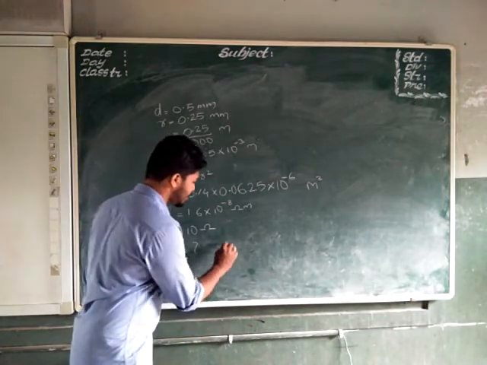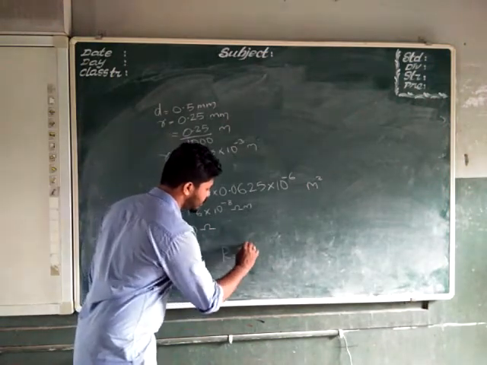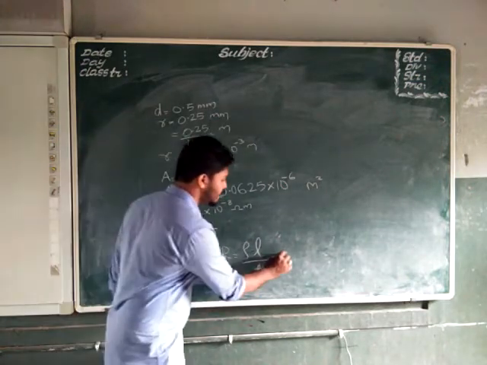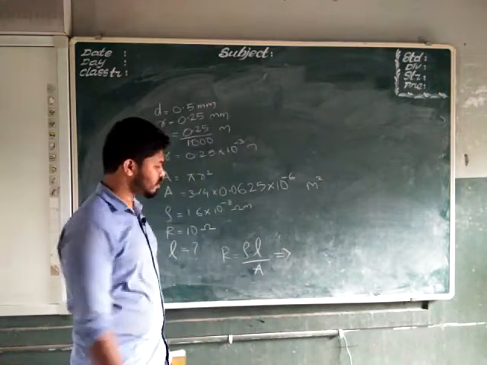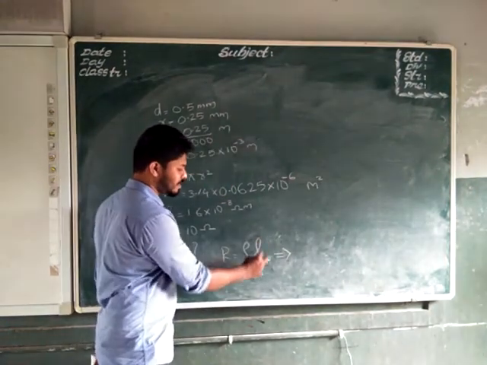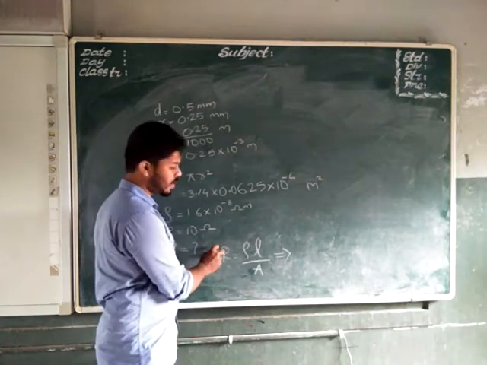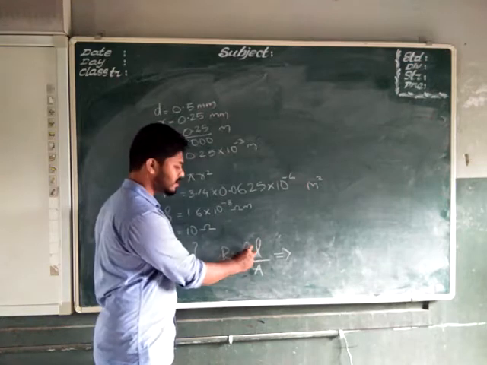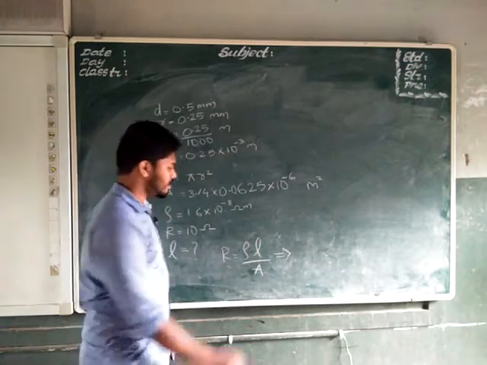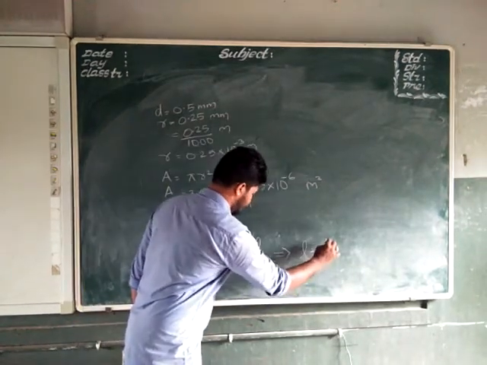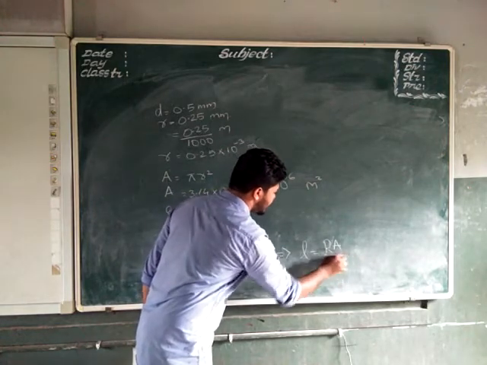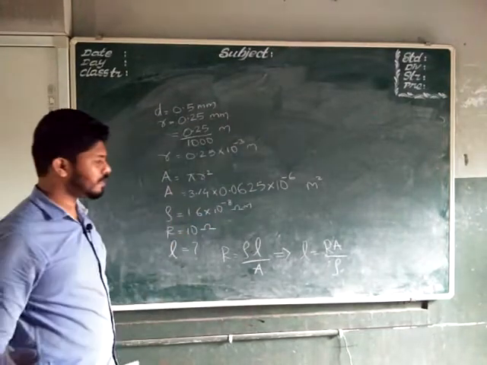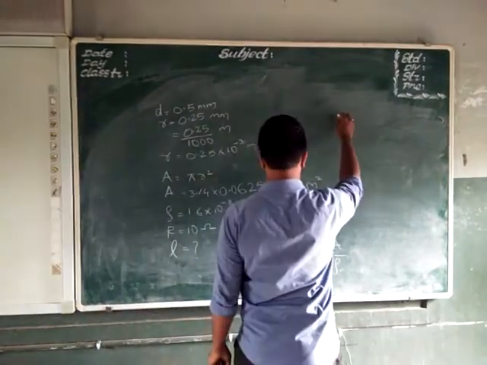Now the equation of R is equal to rho L by A, isn't it? So what will be the equation of length? From this we can make an equation for length. Place it here itself. Take the A to the other side. It becomes R into A. Take this rho also to the other side. It is in the numerator, it will be coming to the denominator. So finally we get L equal to RA by rho. RA by rho. Now just substitute the values and do the calculation.